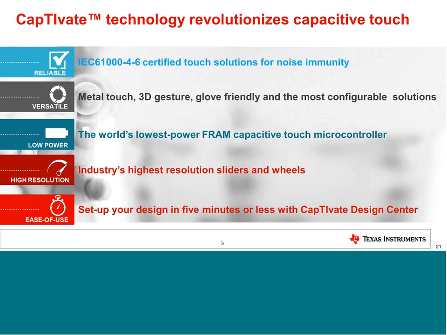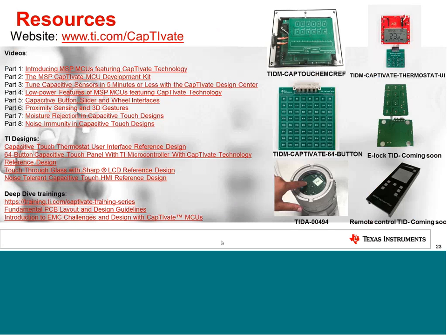So in summary, CapTIvate technology is very, very reliable, with certified solutions for noise immunity and moisture. You can do metal touch, you can do 3D gestures, glove-friendly designs, and a very configurable solution. You can enable low power applications as low as less than 5 microamps. You have the industry's highest resolution sliders and wheels. With CapTIvate Design Center, as I showed you, you can set up your design in 5 minutes or less. There's a ton of resources available.